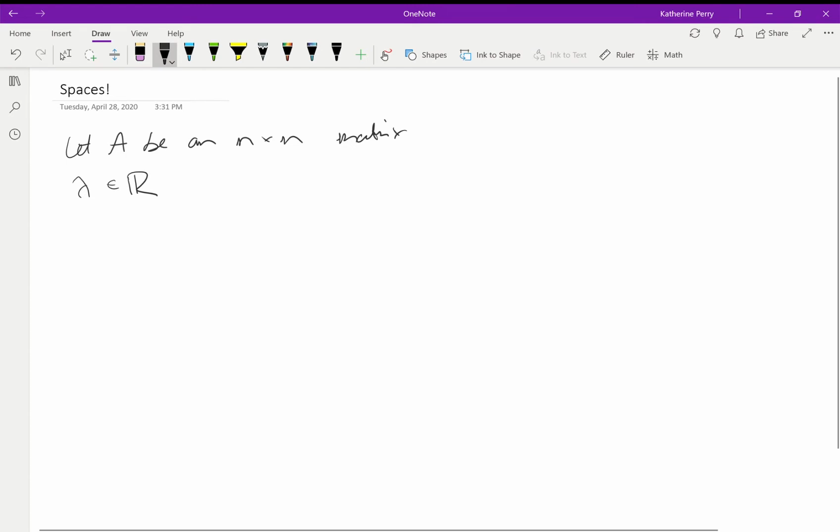And then I'm going to define a space, and I'm going to represent it by E sub lambda of A. And it's going to be a space consisting of vectors V in Rn, where remember A is an n by n matrix, such that A times the vector V is equal to some lambda times V.